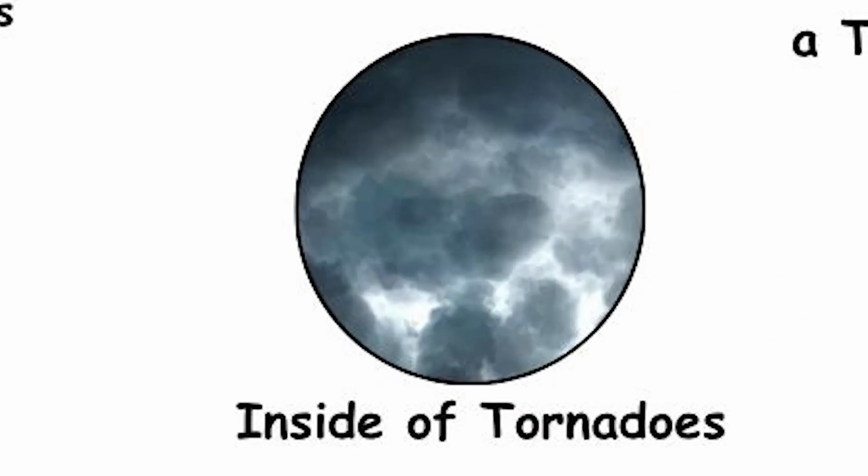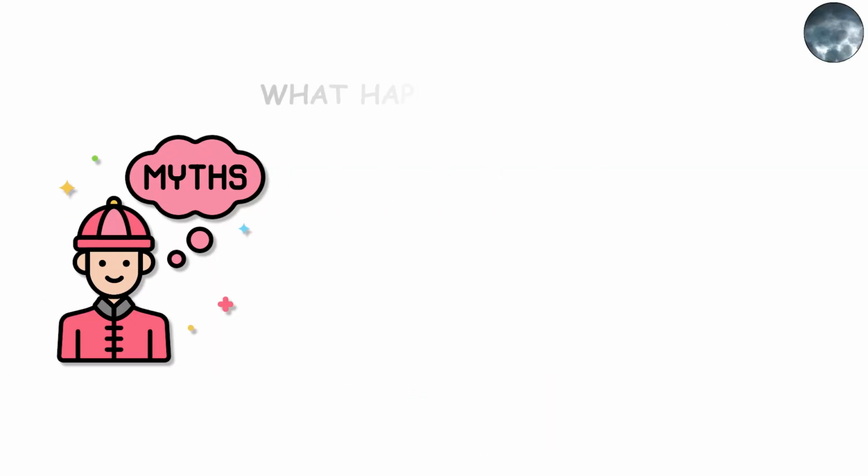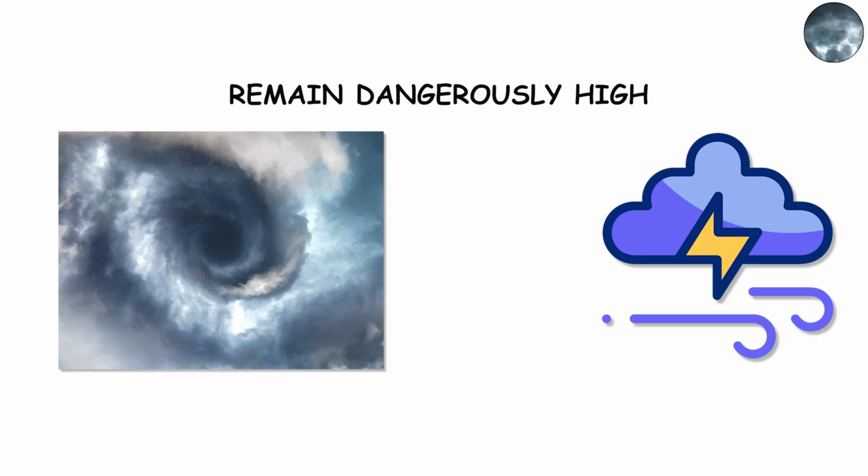Part 12. Myths about the inside of tornadoes. There are a lot of myths about what happens inside tornadoes. One common belief is that the center is perfectly calm, like the eye of a hurricane. In reality, that's not true. While pressure is lowest in the center, wind speeds remain dangerously high.